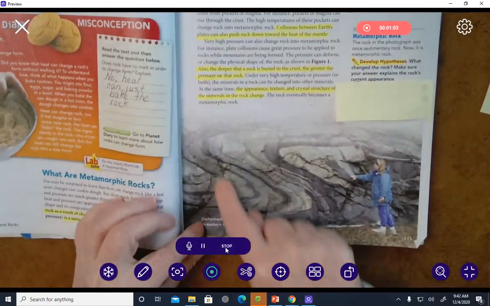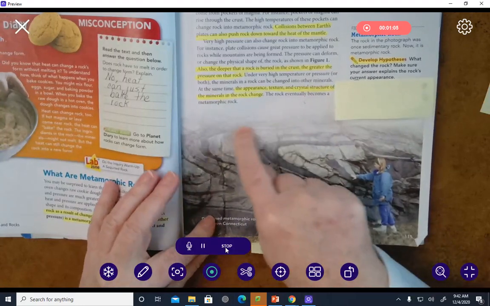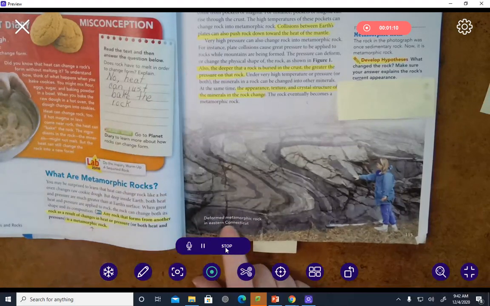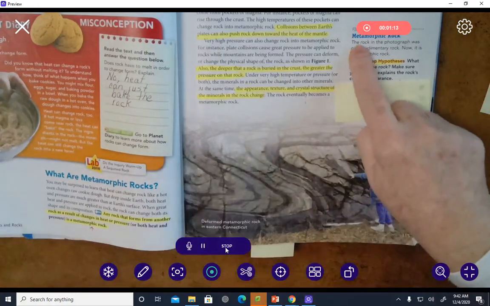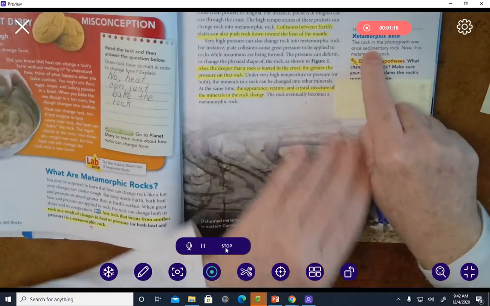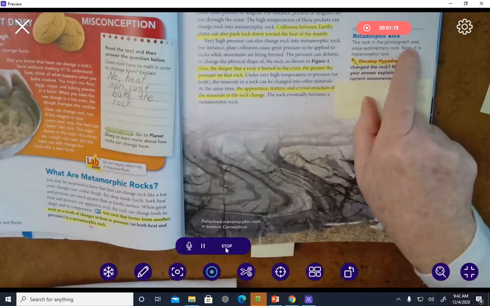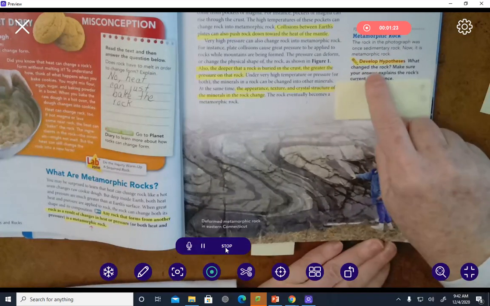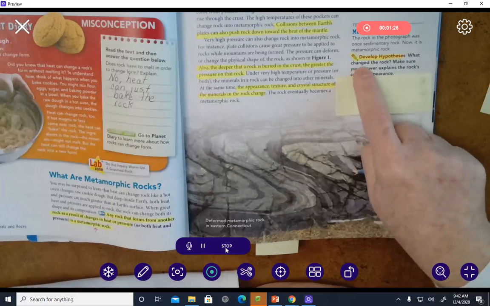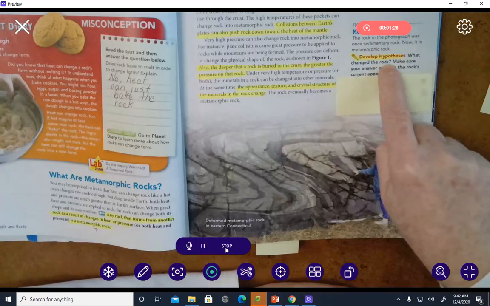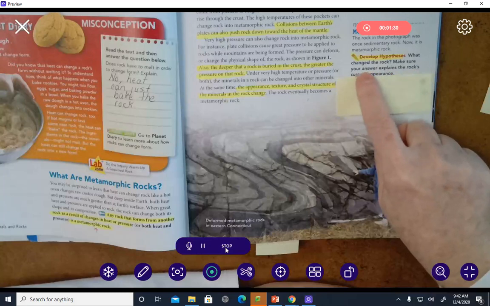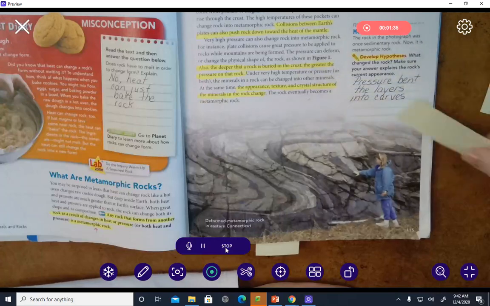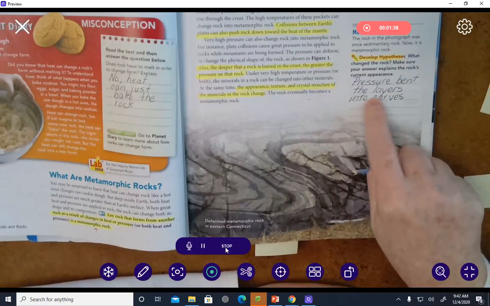We look at this very interesting picture of how these rocks or these layers seem like S's, and it says deformed metamorphic rock in eastern Connecticut. So looking at the question, and sometimes reading up at the top of this will help you. The rock in the photograph was once sedimentary rock. Now it is metamorphic rock. So let's hypothesize what changed the rock. Make sure your answer explains the rock's current appearance. So I wrote that pressure bent the layers into curves.